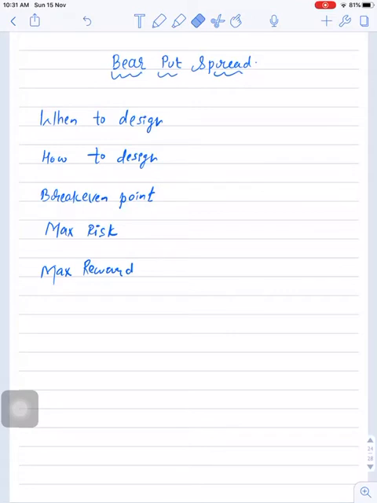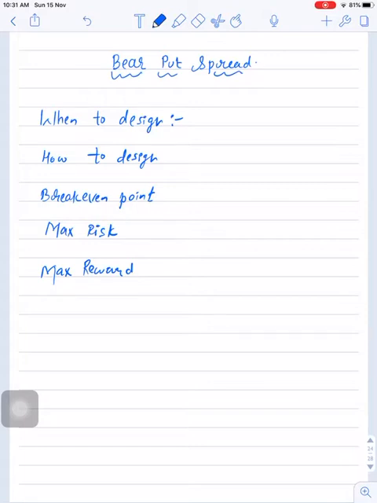See, as a trader, when you have a bearish view on any stock or any index, you can design bear put spread. As you can see, we have a word bear, so this basically means when a trader is having a bearish view, he can design bear put spread using put options. That's why the name is bear put spread. Means we have a bearish view, we will use put options to design the strategy.